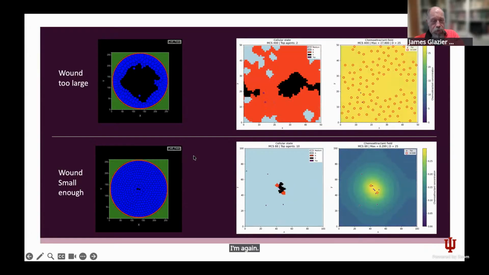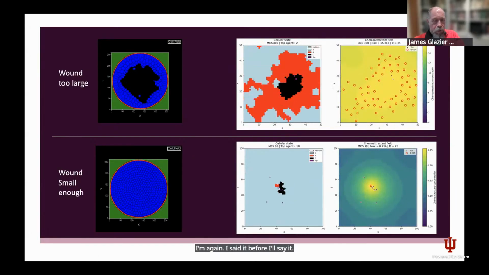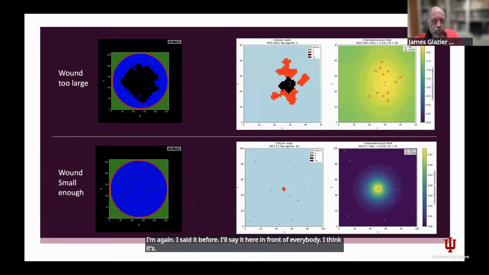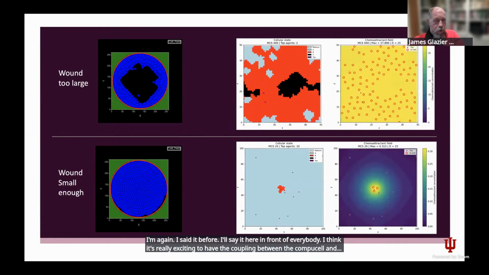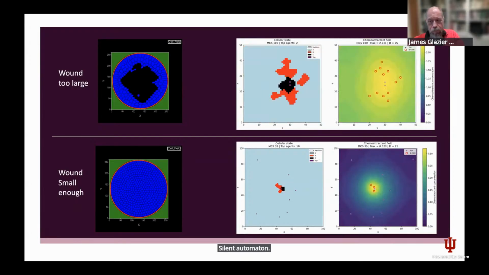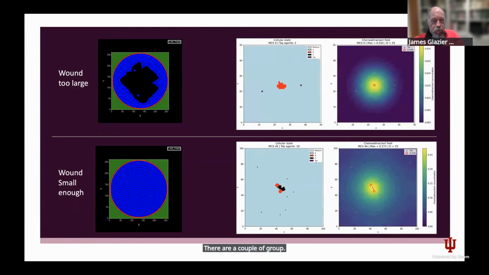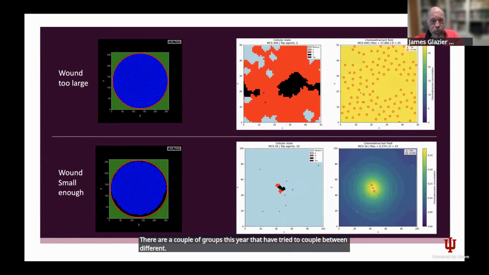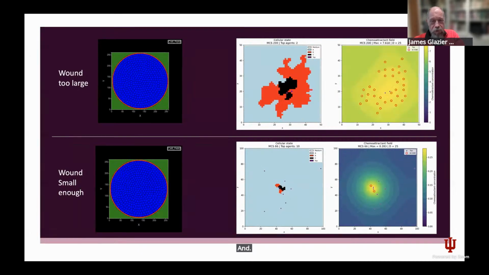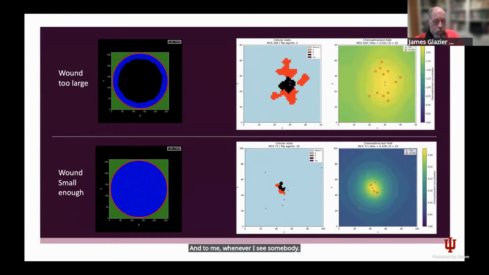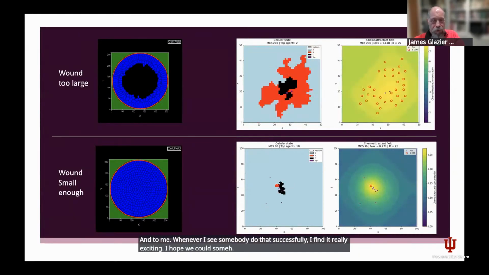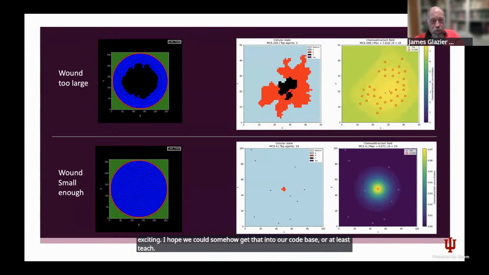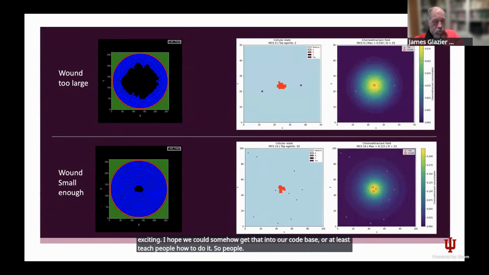I said it before, I'll say it here in front of everybody. I think it's really exciting to have the coupling between the CompuCell and this cellular automaton model. There are a couple of groups this year that have tried to couple between different kinds of models. And to me, whenever I see somebody do that successfully, I find it really exciting. I hope we could somehow get that into our code base, or at least teach people how to do it so people know how to do that cross-method coupling.